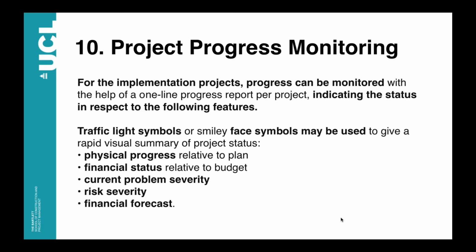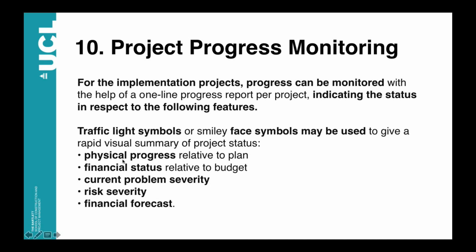In connection with the project management reports, we will find the project progress monitoring. In the implementation of the project, the progress needs to be monitored, indicating the status regarding different features. We can use different methods like traffic light symbols or phase symbols in order to provide a rapid visual of the project status.